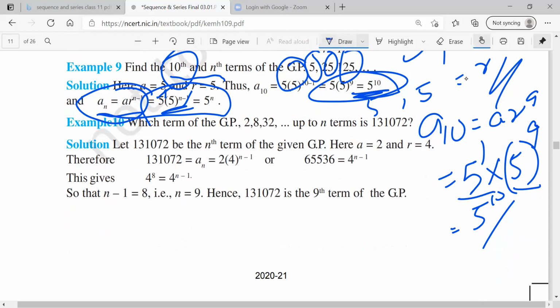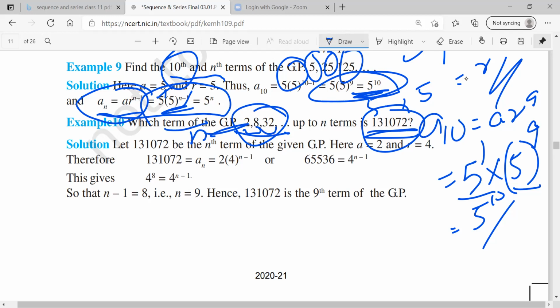Next thing. Okay. Which term? The nth term of the GP 2, 8, 32 up to n terms, that is 131072. Okay. So this is a very complicated number. Correct? So first thing, do not panic. Just by seeing this itself, we know what it is. It is a GP. Already they mentioned GP, so a common ratio will be there. 8 by 2 is 4, 32 by 8 is 4.